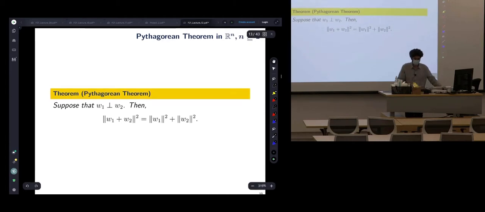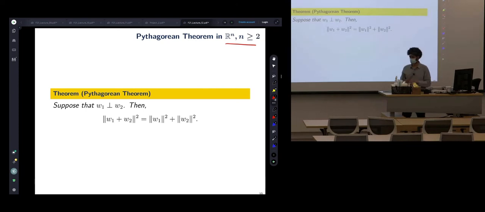Let's look at a classic theorem, the Pythagorean theorem. It came up a few lectures ago, I think. Now the theorem says that suppose W1 is orthogonal to W2. Then the norm squared of W1 plus W2, the norm squared of the sum of two vectors, equals the sum of the norm squared of their individual vectors. This holds for Rn, any dimension.